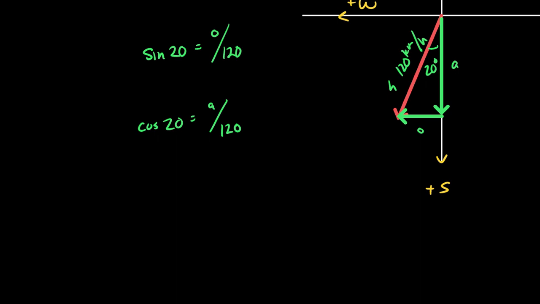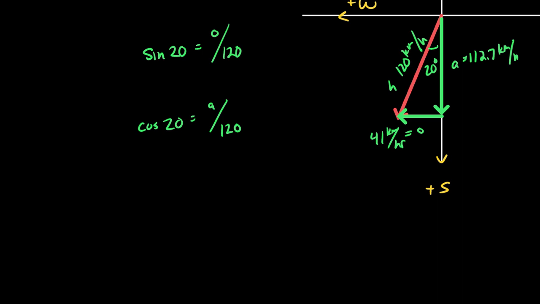So again, we're not solving triangles. We're using this to solve a problem. So the opposite side appears to be 41 kilometers an hour. The adjacent side appears to be 112.7 kilometers an hour. Are we in agreement? Am I going too fast? So it's all okay? All right.